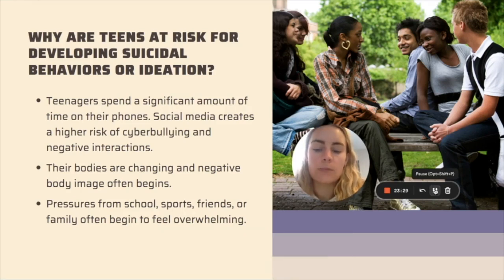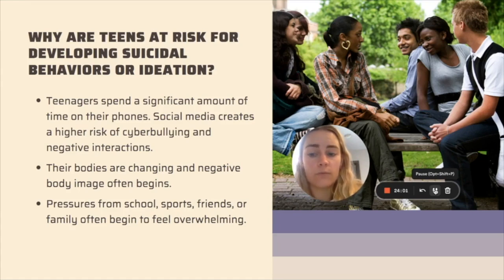Pressures from school, sports, friends, or family often begin to feel overwhelming as well. School and sports really start to ramp up around the middle school, high school age. Things get more competitive. Schoolwork gets harder, and there's more pressure put on kids, whether it's realized or not, by the parents, by the teachers, by their friends, to succeed in school and sports. And they want to do the best that they can to not disappoint other people. And oftentimes this pressure begins to build and build and build. And that's when we start to see some of those depression behaviors develop a little bit.